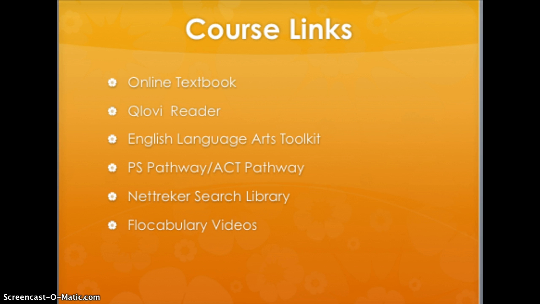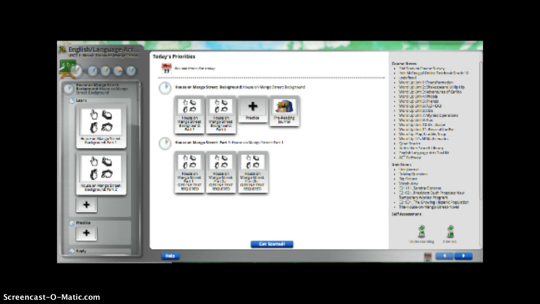Let's go to the course links now. On the student side of Buzz, the course links will always be located on the right side of your student's English Language Arts course, right here. Regardless of the unit, they can click on these course links and access this material. Let's find the course links on your side.